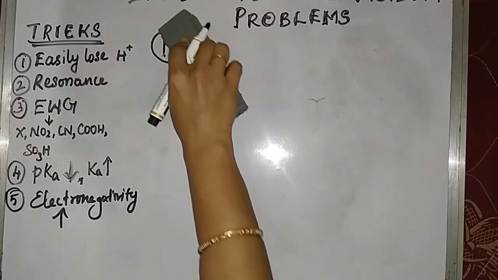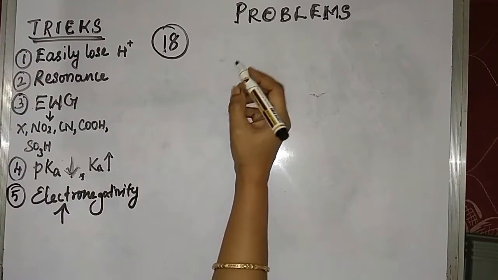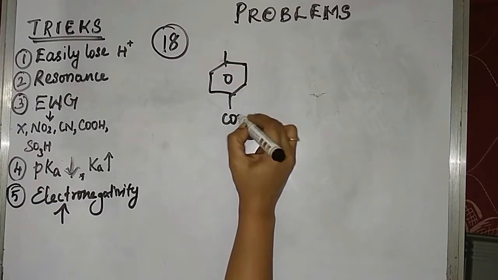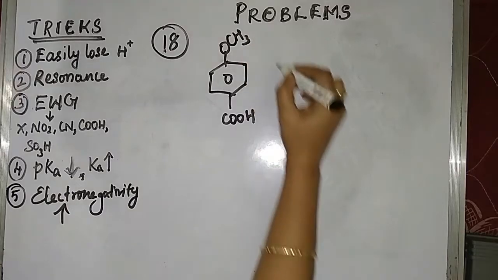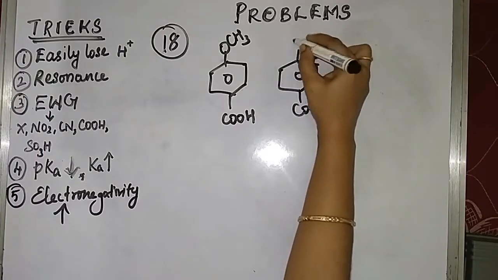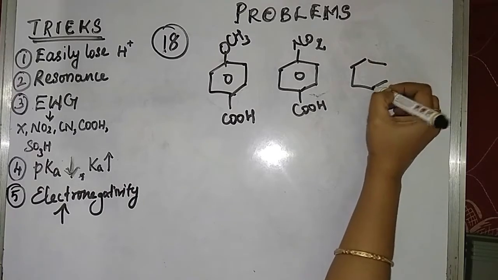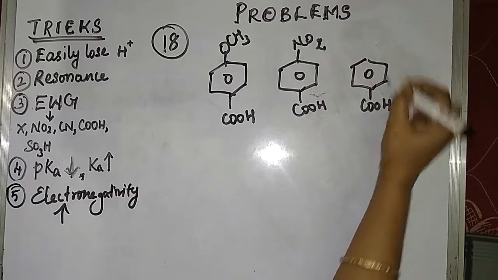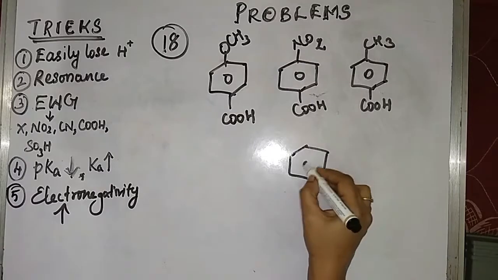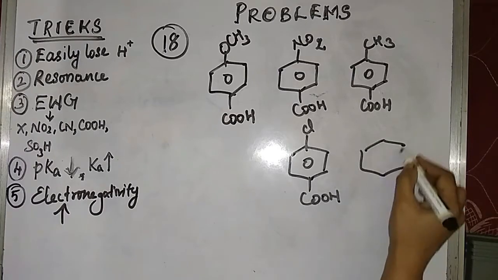Very clear? And the 18th one: para-methoxybenzoic acid, para-nitrobenzoic acid, like a similar one, no? But it's different. Para-methyl, and para-chloro. And then benzoic acid.